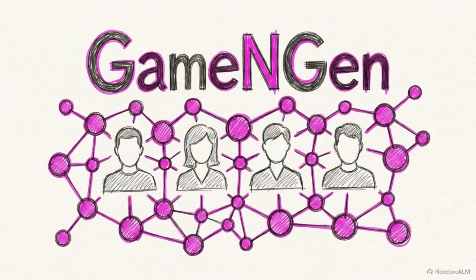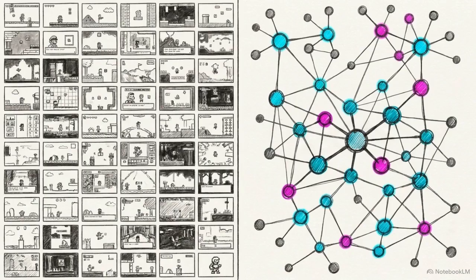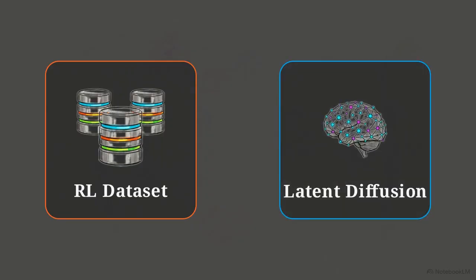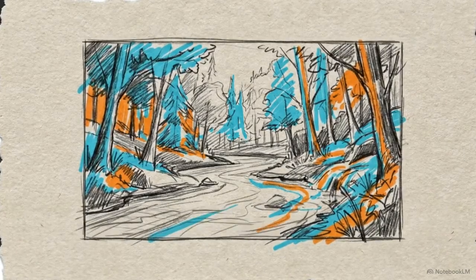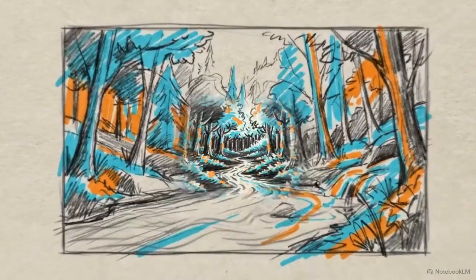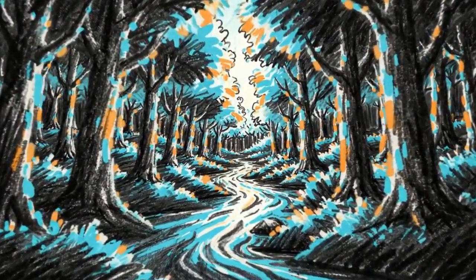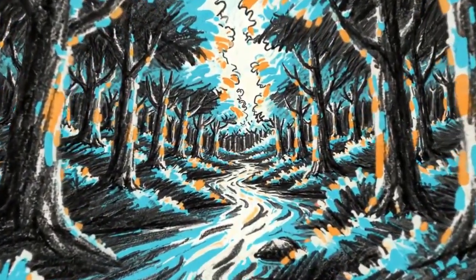This system was built by researchers Dani Walewski, Yaniv Leviathan, Moab Arar, and Shlomi Fruchter in a paper titled GameNGen. To understand how they achieved this, we have to look at the two distinct phases of their pipeline: how they built an exhaustive reinforcement learning dataset, and how they modified a latent diffusion model to process that data. This architecture demonstrates that the probabilistic logic used for static image generation can be extended to maintain high-horizon, interactive environments that respond to user agency.